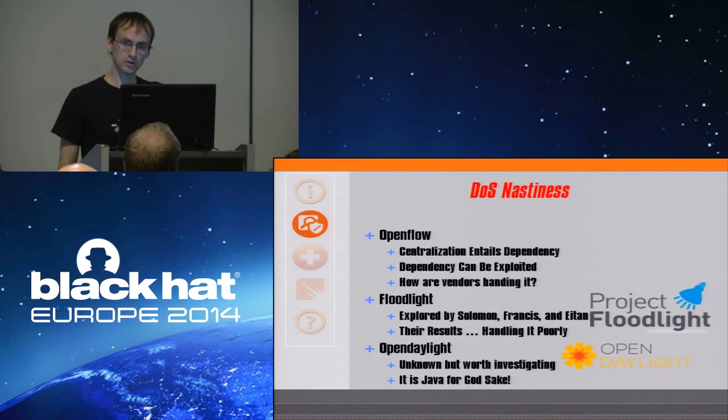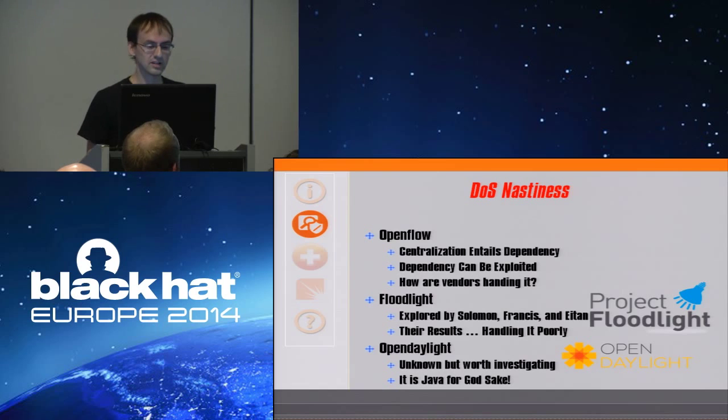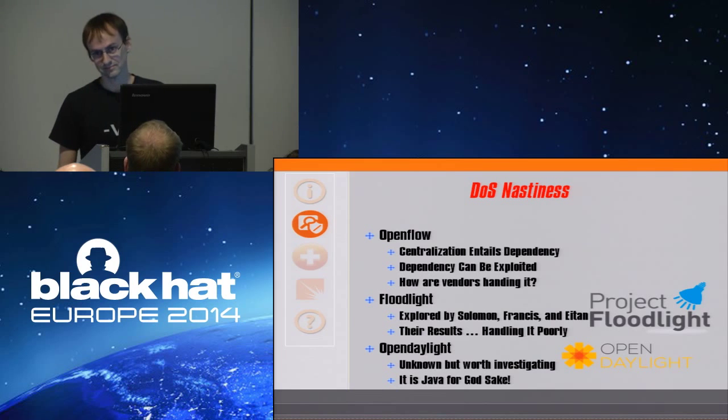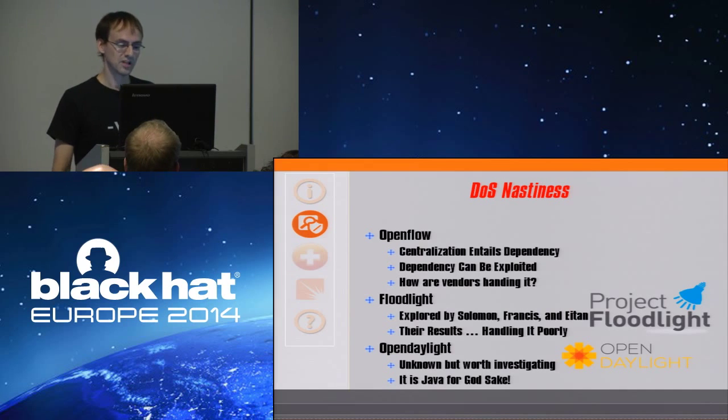It's a little ironic, because there's an option within Floodlight: rate limiting. You can recompile it and turn on rate limiting. They found that when you flipped that switch, enabled it, and recompiled, it actually went down faster. So you turn on the rate limiting and it actually kills it. Not so good. So that's its handling and porting.